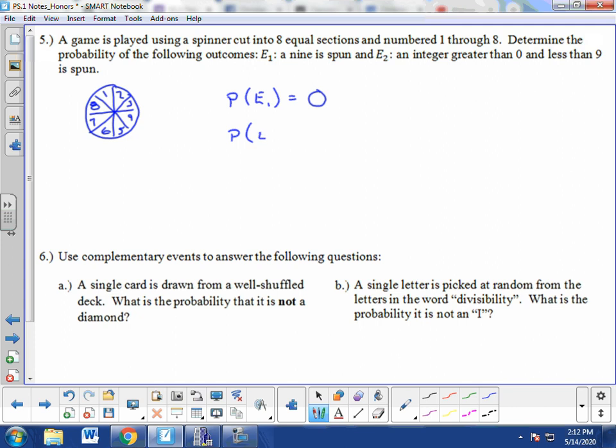Probability of event 2 is that an integer, so a whole number, greater than 0 and less than 9 is spun. Well, if I look at the sample space, 1, 2, 3, 4, 5, 6, 7, 8, that's all of those numbers.